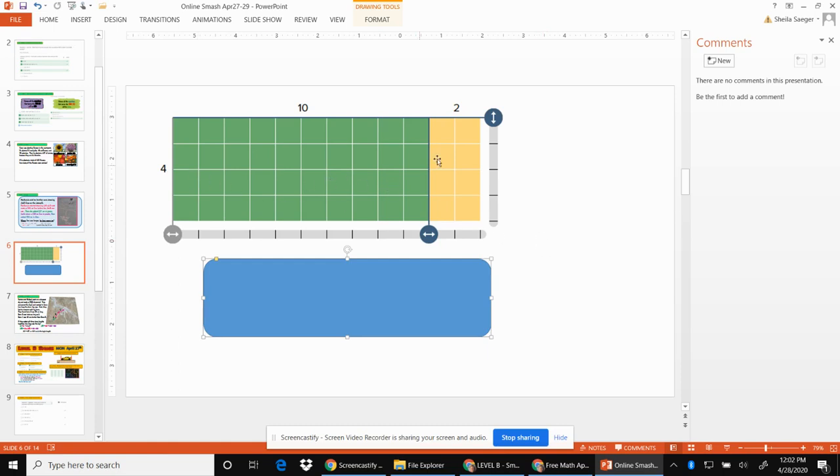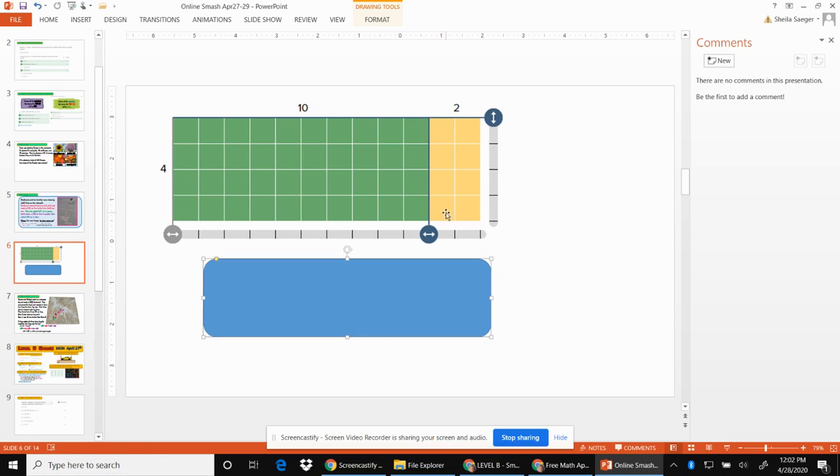So if you look at my screen here, I have a rectangle, and part of it is green and part of it is yellow. The green part is 4 rows tall and 10 columns across. The yellow part is 4 rows tall, but 2 columns across. So really what I'm looking at here are 2 arrays shoved up against each other. What they have in common is how tall the arrays are.